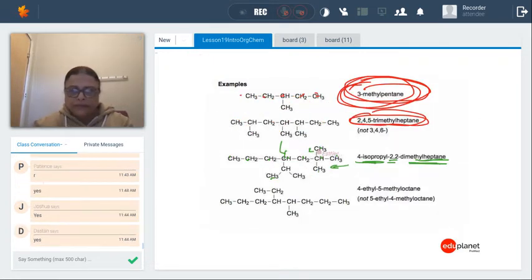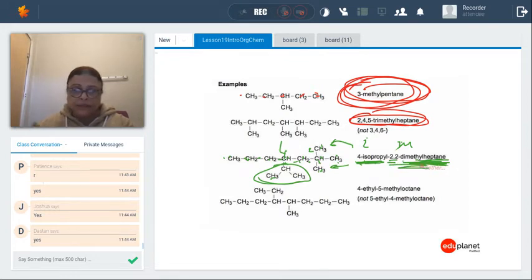So again, we have heptane. 1, 2, 3, 4, 5, 6, 7. 7 carbons. We start counting from right to left because then the substituents get position 2. And that is 2, 3, 4. The isopropyl is at position 4, I before M. Isopropyl, E before I before M. I have 4-isopropyl, 2,3-dimethylheptane.